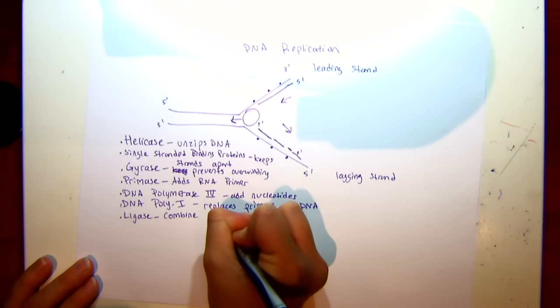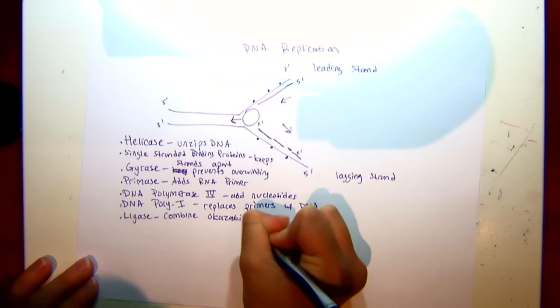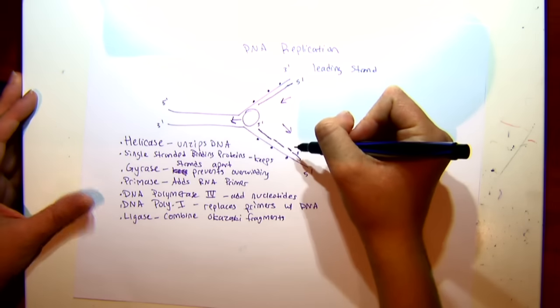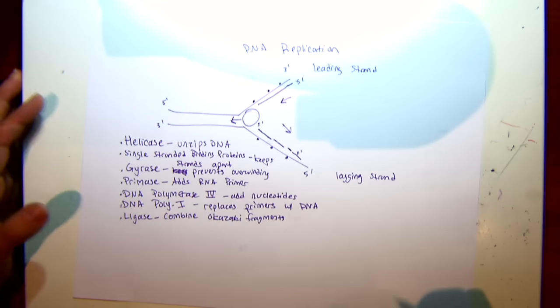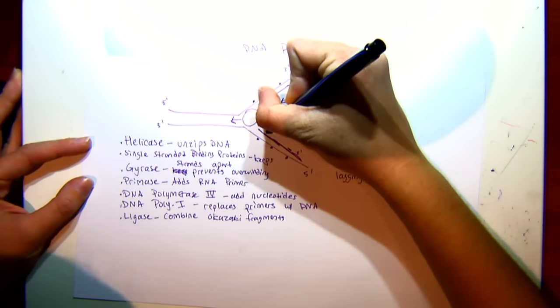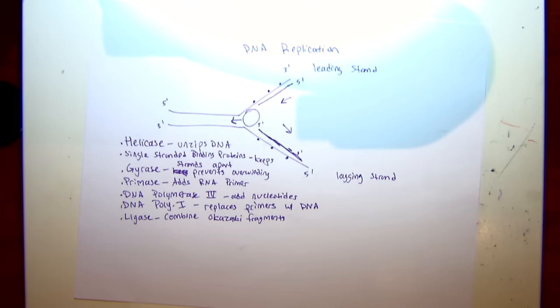So these segments we made the lagging strand in are called Okazaki fragments. And when we use ligase, it's just going to seal them all together, and then we're going to have a continuous strand of DNA. And then we're done. Yay! So really the process is fairly straightforward. It just has a lot of memorization from all these enzymes.